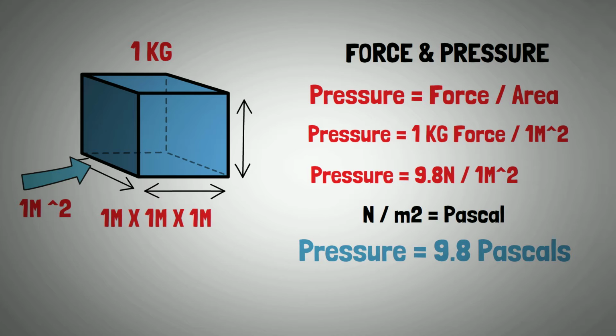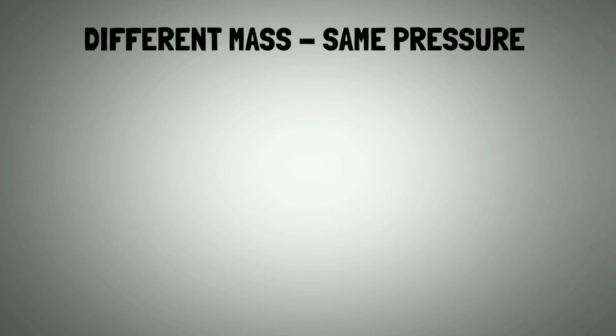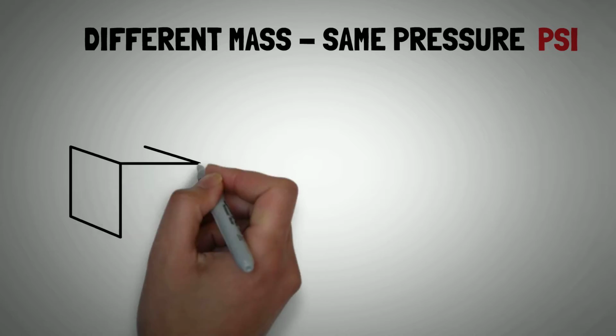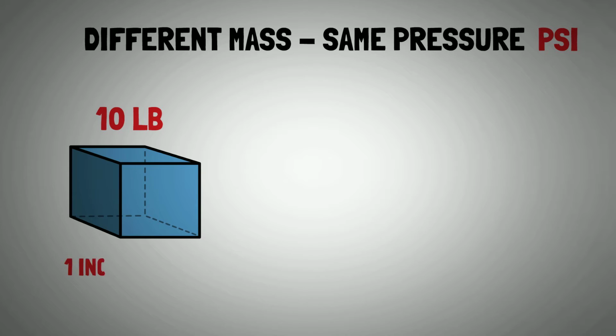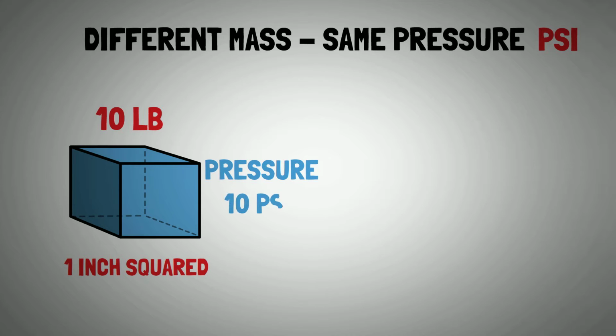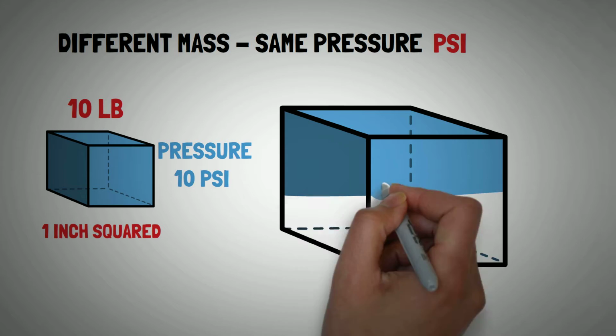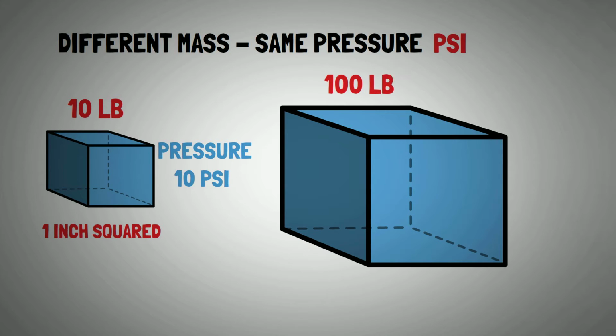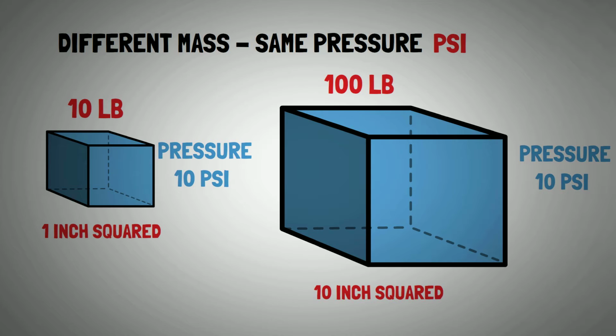Let's look at an example with psi, or pounds per square inch, and how objects with different masses can exert the same amount of pressure. If we have a 10-pound cuboid with a surface area in contact with the ground of 1 inch squared, we could say the pressure caused by gravity is 10 pounds of force per square inch. If the cuboid has 10 times the mass at 100 pounds, but also an area 10 times larger at 10 inches squared, it would still exert the same pressure of 10 psi on the ground supporting it. It all comes down to the height and density of the material over a single area.